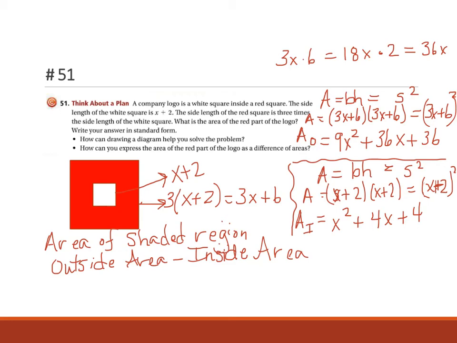Okay, so now that I've got the area of the outside and the area of the inside, our plan that we wrote in the very beginning says to take the outside area and subtract the inside area. So I'm going to take the outside area, which is 9x squared plus 36x plus 36, and I'm going to subtract the inside area. Now, I'm subtracting the entire inside area, so I need to put it in parentheses. And notice how this becomes a subtraction problem. We're subtracting polynomials. And we learned that whenever you subtract polynomials, you always do a sign change. Basically, we're distributing the negative.